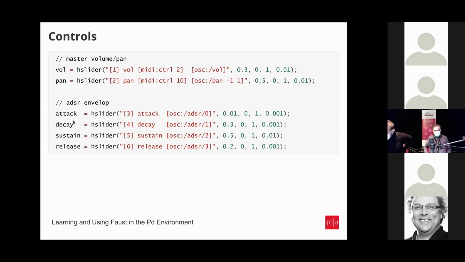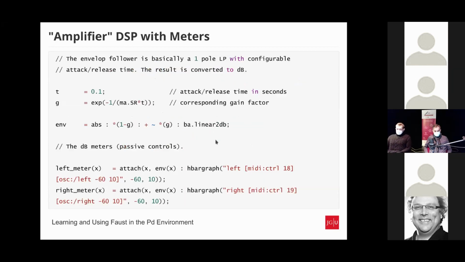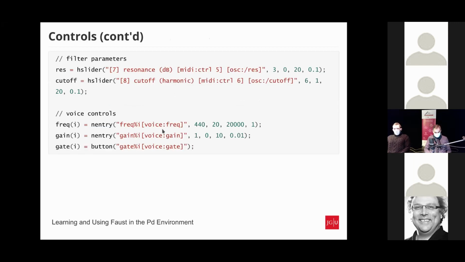And then here are the remaining parameters, but we'll see them in a moment anyway. I'll just be using the resonance and cutoff parameters because I want to play around with these, and I take note now that these are on MIDI controller 5 and 6. So, okay. And then there's the amplifier stage, as you might remember. And I have these two passive controls, which are H-bar graphs. And I've mapped these also to MIDI and to OSC. So I'll be demonstrating OSC as well. So we have some OSC controls here too.